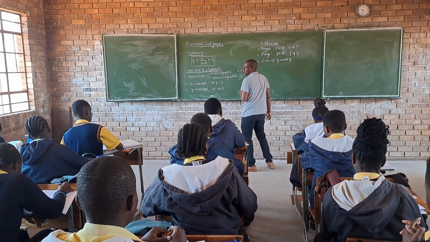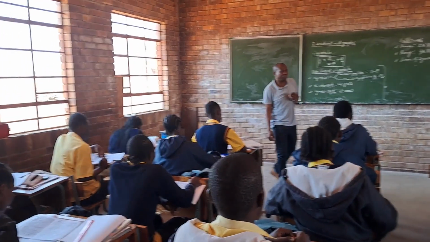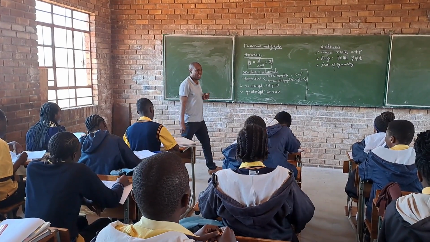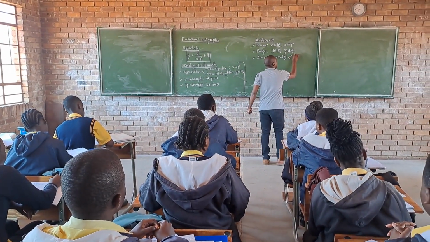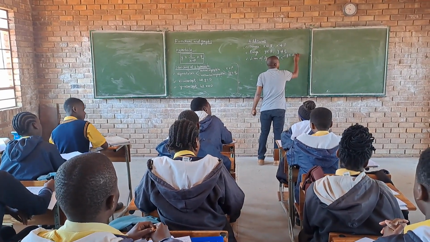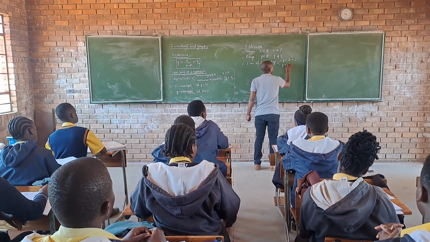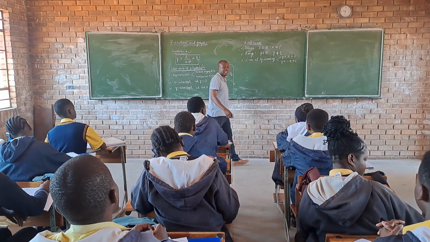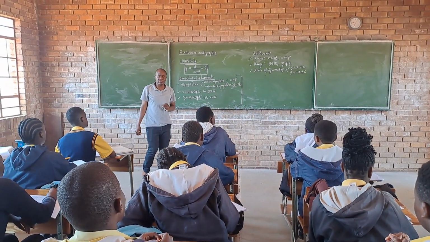How many are they? It's two of them, right? Yes. The one with the positive gradient and the one with the negative gradient. What are they? y equals x plus c, and y equals negative x plus c. These are just straight lines, right? One has a positive gradient and one has a negative gradient.